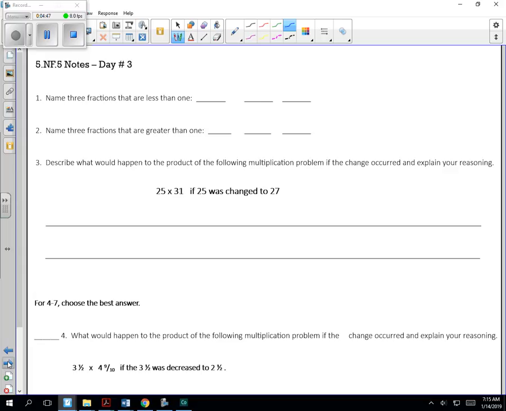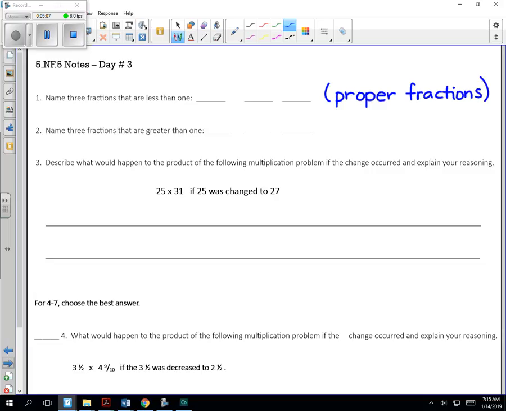All right, let's look at numbers 1 and 2. Now, your answers are probably going to be different than mine because there are an infinite number of answers. But if we're going to find three fractions that are less than 1, remember those fractions have to be proper fractions. They have to be a fraction in which the numerator is less than the denominator.